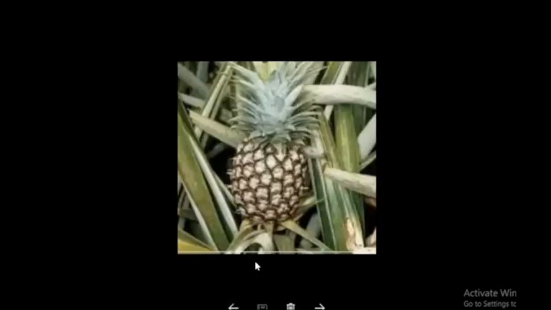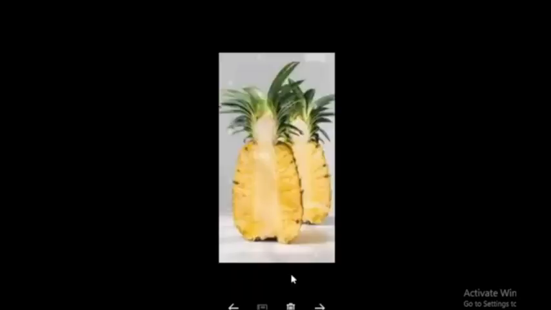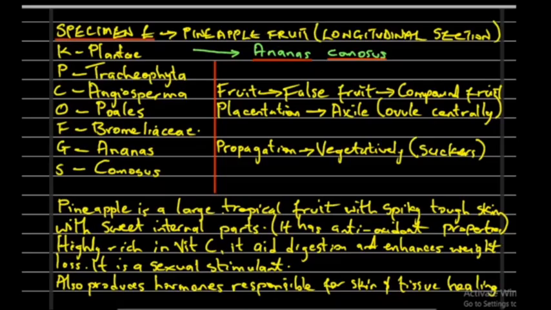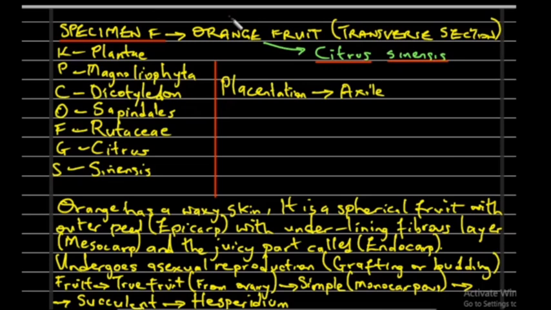So I said that it has spiky skin. You can see the skin of it. It is actually spiky. So this is the longitudinal cut of this particular crop. Then we move over to the next specimen, which is our specimen F.